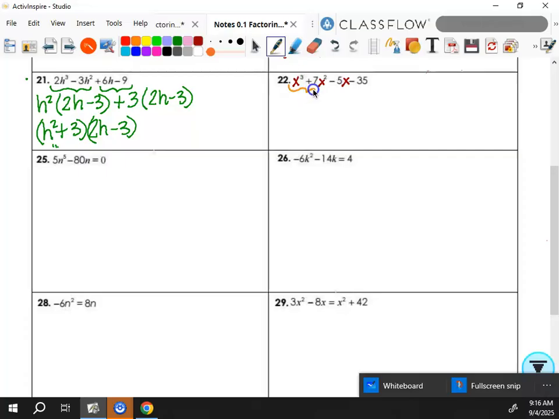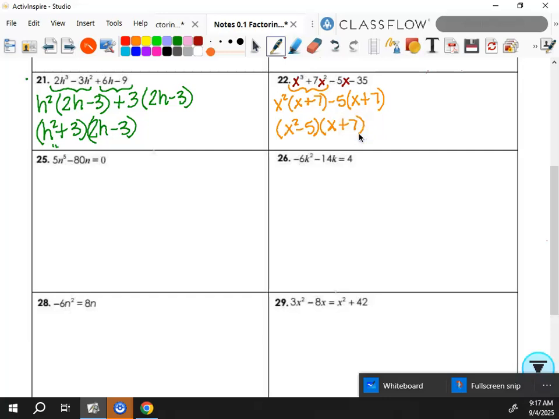I group these two together, and I can factor out a what? X squared leaves me with x plus 7. Out of these two, what can I factor out? Negative 5. Good. And then that leaves me with x plus 7. So then my parentheses match. That's a good thing. Then I end up with x squared minus 5 times x plus 7.